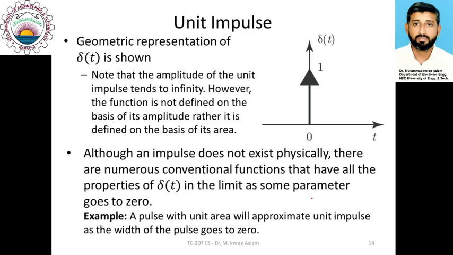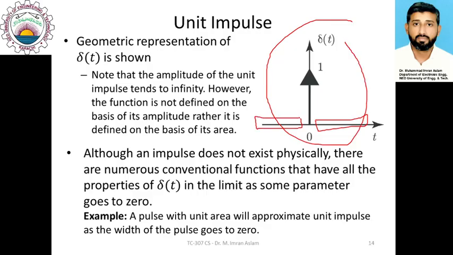If I try to geometrically represent the unit impulse function, it is typically represented like this. You can see that delta(t) has a value 0 for all positive times, and it has value 0 for all negative times. At t equal to 0, its value is non-zero, and this function has some amplitude which is actually not known. In fact, it tends to infinity. So the amplitude of the unit impulse function at t equal to 0 goes towards infinity, so we represent it by this arrow.